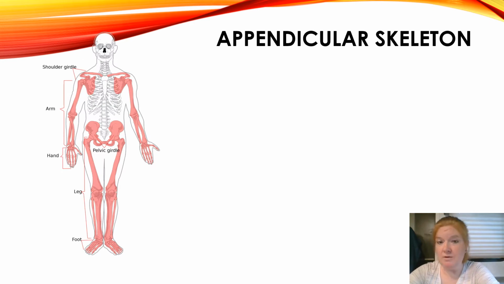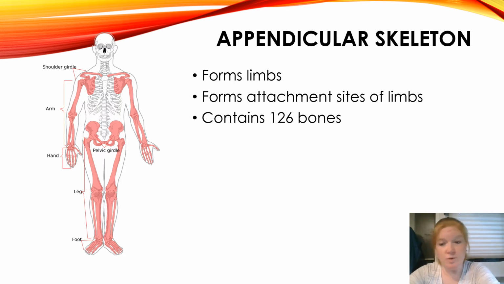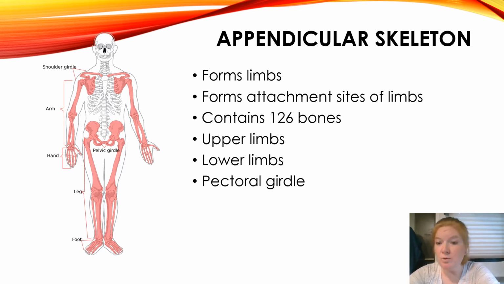So the appendicular skeleton, it forms our limbs, so our arms and our legs. It forms the attachment sites of the limbs, so not just the limbs, but also where they attach. So 126 bones, again, don't need to worry about the number. It's our upper limbs, our lower limbs, plus the pectoral girdle, which is what attaches the upper limbs, and the pelvic girdle, which is what attaches the lower limbs.